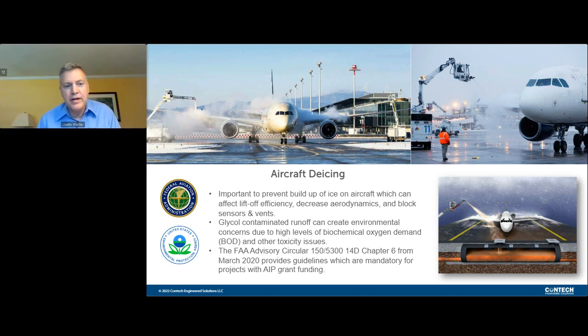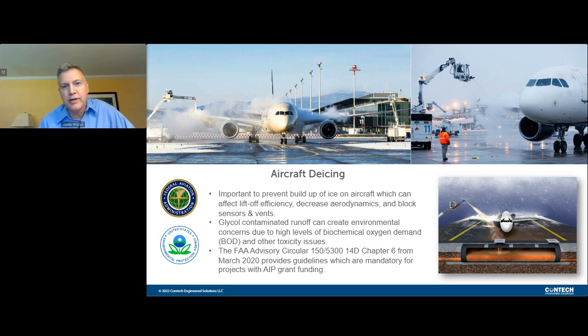So I mentioned aircraft de-icing. This is obviously a very important aspect of any airfield during the winter months. It's important to prevent ice buildup on aircraft, which can cause a myriad of problems, including affecting liftoff efficiency, decreasing aerodynamics, and blocking sensors and vents. And one of the best ways to mitigate this is through de-icing fluid.